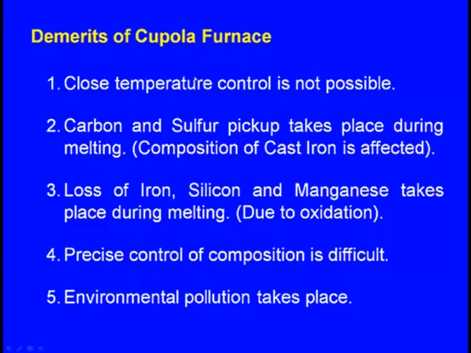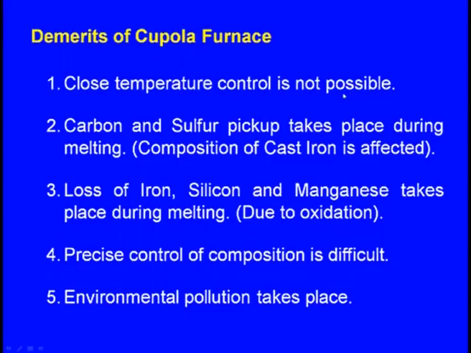Now these are the demerits of cupola furnace. Close temperature control is not possible. Suppose we are melting cast iron and we require say 1600 degrees centigrade, and you aim for 1600 degrees centigrade and you heat it and try to melt it accordingly, finally you will land up 20 degrees or 25 degrees more or 25 degrees less. Exactly 1600 degrees centigrade may not be possible. That is, close temperature control is not possible.